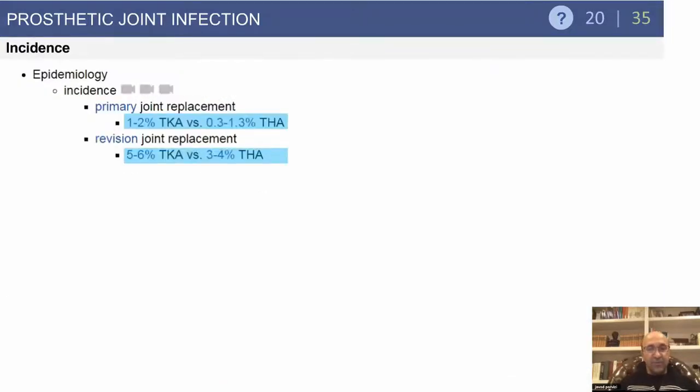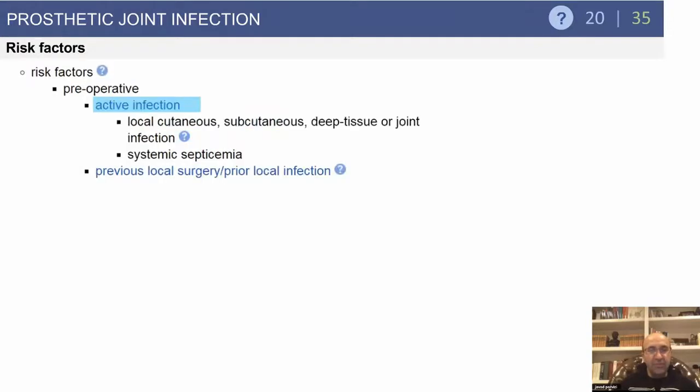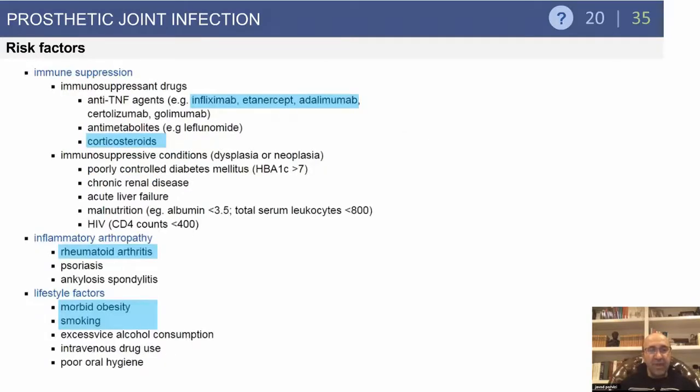Periprosthetic joint infection. So let's talk about that. The incidence is probably around 2% after knees and around 1.5% after hips, much higher after revisions. Active infection is one that occurs within 4 weeks of index arthroplasty or as a result of hematogenous spread of organisms to the implant. And there are some risk factors that result in joint infection.